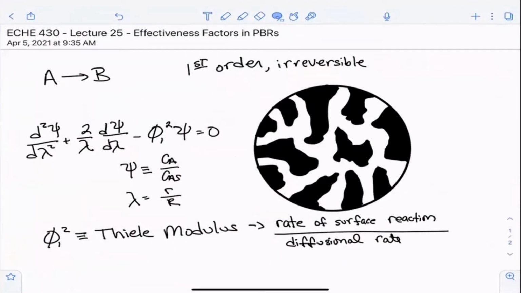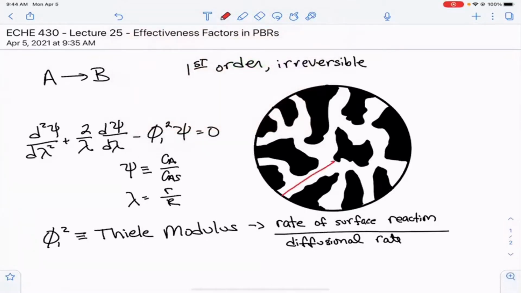Today's lecture is going to pick up exactly where lecture 24 left off. If you remember, in that lecture we talked about the transformation of A to B in a porous catalyst particle. We started to really consider the mass transport of reactants from the outside of the catalyst particle to the inside, and trying to figure out how we could describe the concentration gradient and the rate of mass transport in that structure.